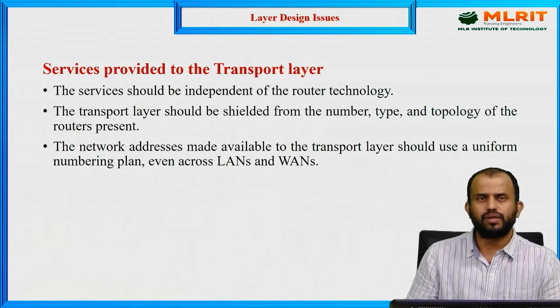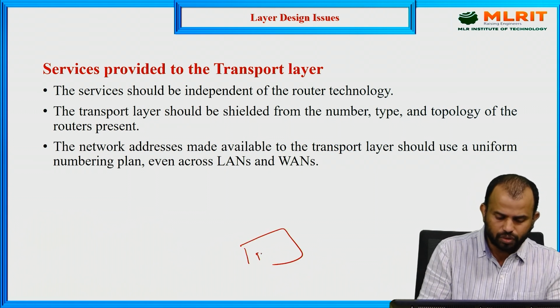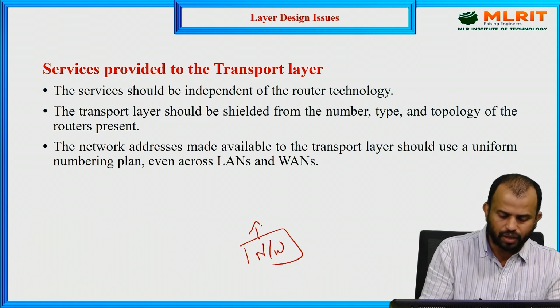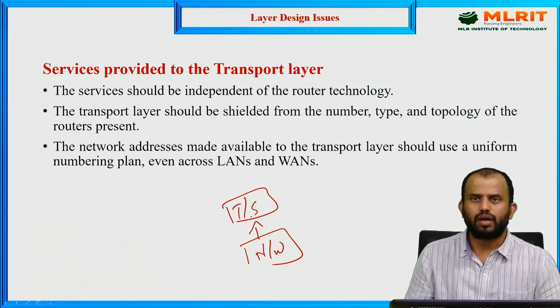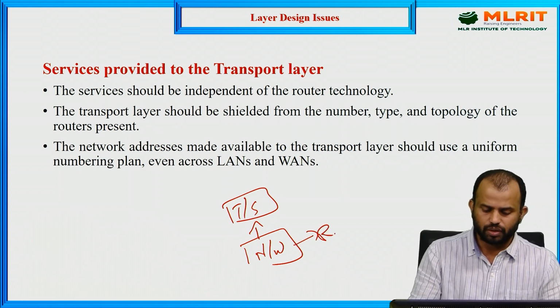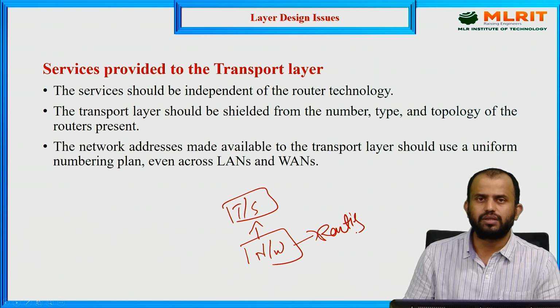Next we are going to discuss the services provided to the transport layer. As we discussed, the layer above the network layer, the upper layer, is the transport layer. What does the transport layer do? The transport layer does the routing mechanism for the respective packets. That is the routing technology.